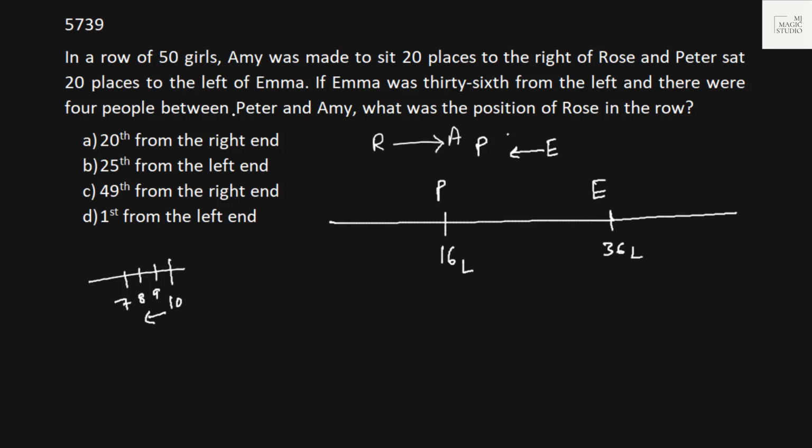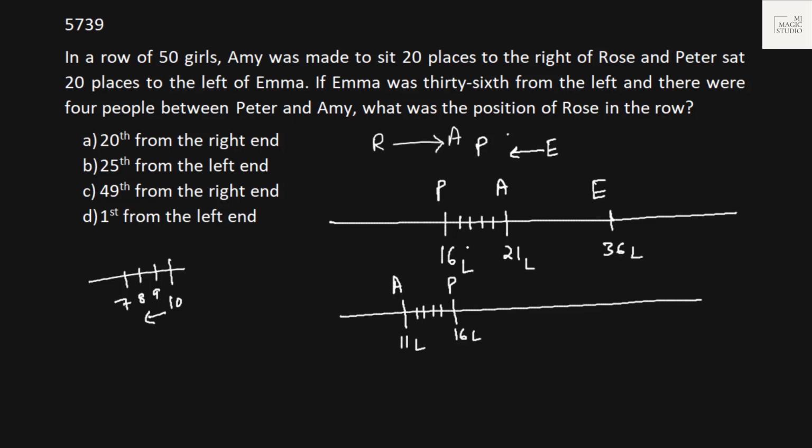And there were 4 people between Peter and Amy. Now, where is Amy? 4 people between Peter and Amy. 1, 2, 3, 4. Amy can be at this position also. 16th, 17th, 18th, 19th, 20th, 21st from the left. Or if Peter is 16th from the left, 1, 2, 3, 4, Amy at this position. 15, 14, 13, 12, 11 from the left.